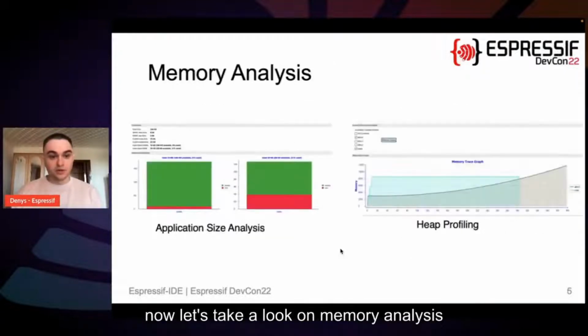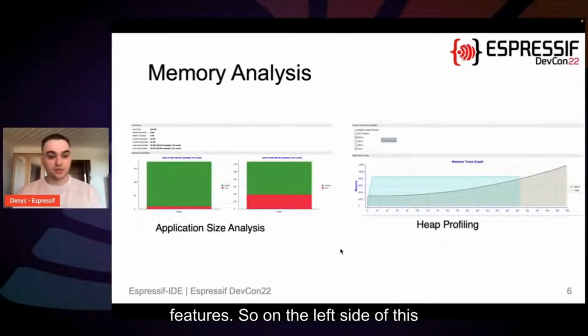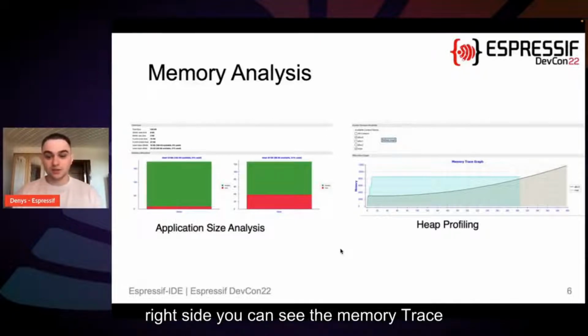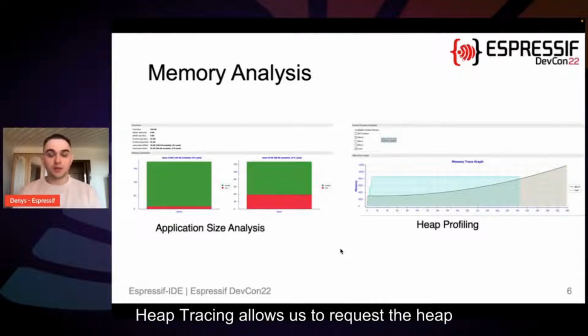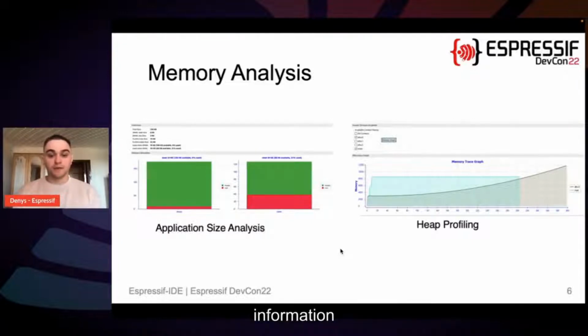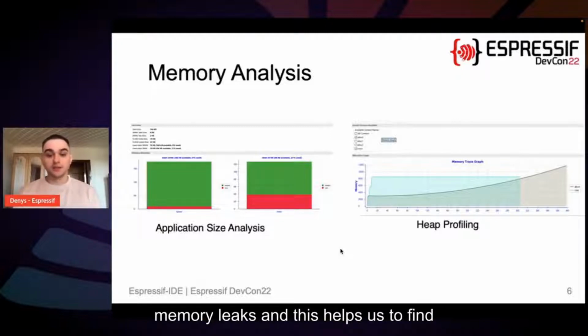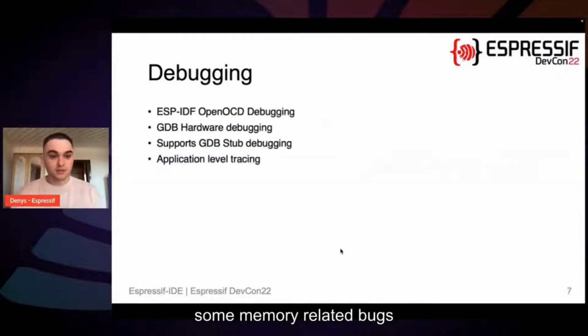Now let's take a look at memory analysis features. On the left side of this slide, you can see the application size analysis editor, which allows us to analyze the static memory footprint of your application. And on the right side, you can see the memory trace graph, which is a part of heap tracing. Heap tracing allows us to request heap information, track memory corruption and memory leaks, and this helps us to find some memory-related bugs.